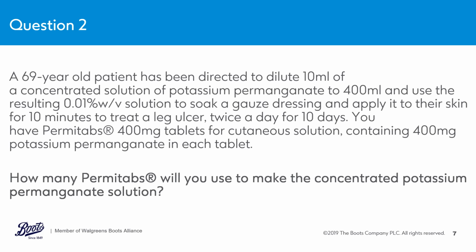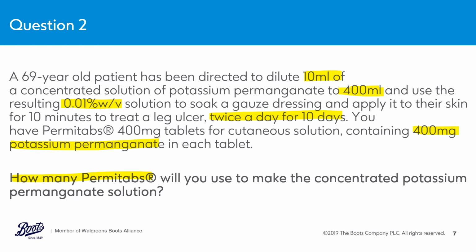You have Permitabs 400 mg tablets for cutaneous solution containing 400 mg potassium permanganate in each tablet. How many Permitabs will you use to make the concentrated potassium permanganate solution? Let's highlight the relevant parts of the question. In this case, we're just going to highlight how many Permitabs. From the scenario, we're going to highlight 10 ml, 400 ml, 0.01% weight per volume, twice a day for 10 days, and also 400 mg potassium permanganate.